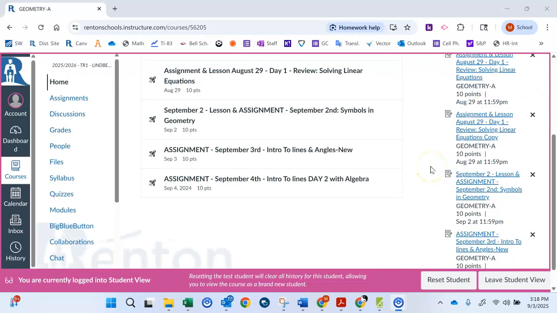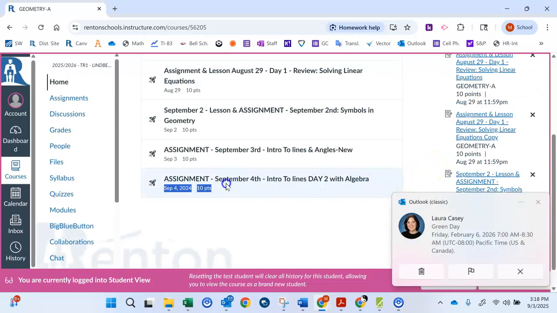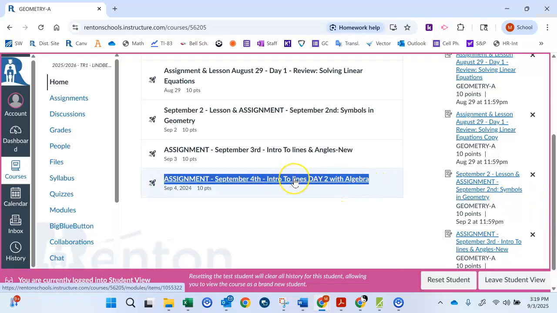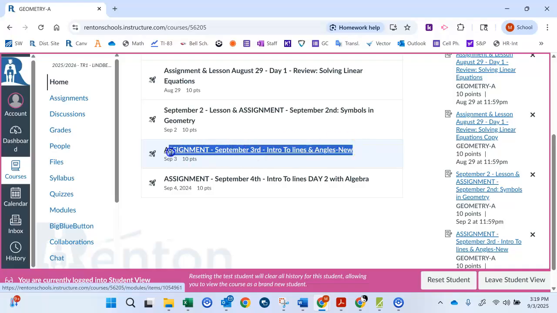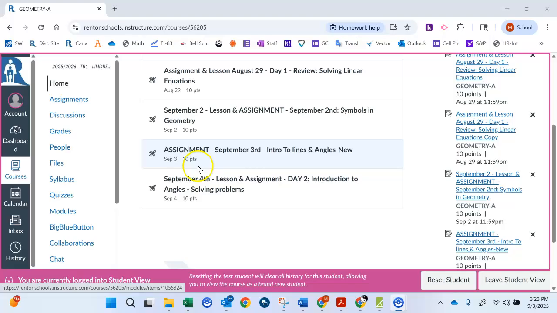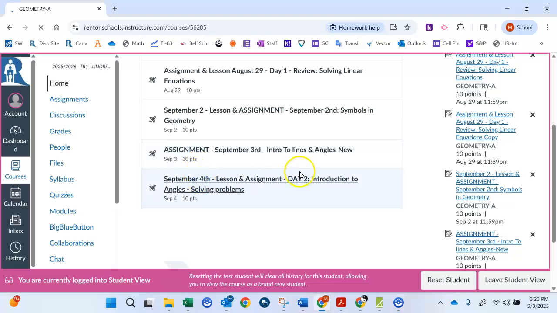Okay, hello. Today we are going to be doing this lesson right here. But if you have not done this lesson, which was yesterday, make sure you do this one first, okay? But today we're going to do this one. So I'm going to go ahead and click on this one, September 4th. Click on that.